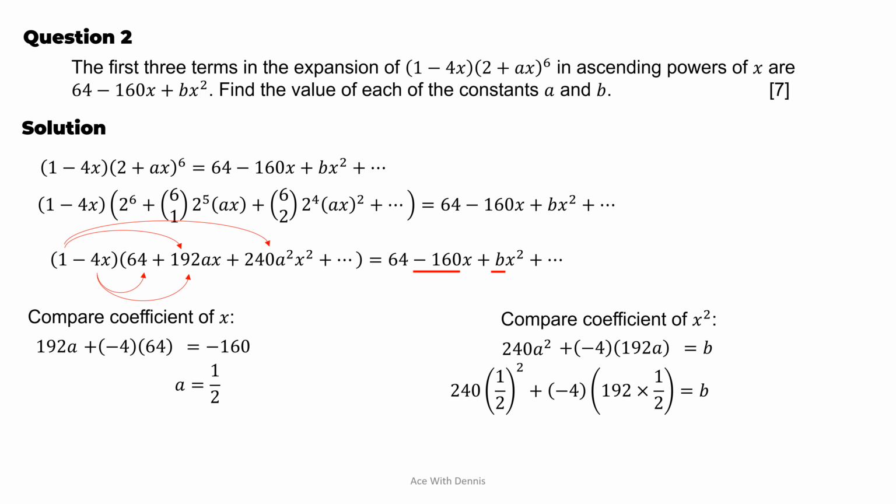We know that a is half, then we substitute a into this equation. We get 240 times half squared plus negative 4 times 192 times half equals b. Calculate this equation, we get b equals negative 324. And this is the answer.